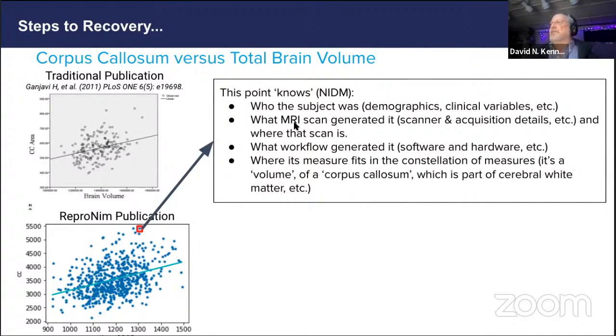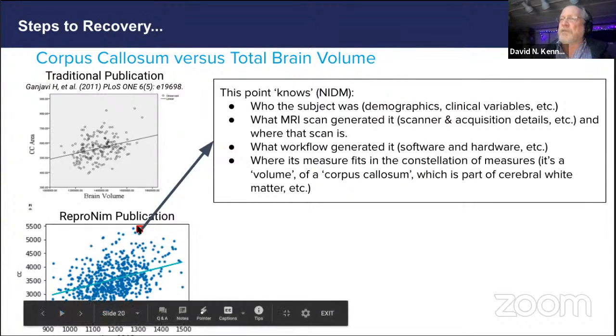What MRI scan was used to generate that observation? What was the scanner? What were the acquisition details? And where is that scan living at the moment? On my hard drive, out in some public repository? What workflow was used that took that MRI scan and turned it into this volume of a corpus callosum measurement? And this is a volume of a corpus callosum measurement. Well, where does that fit into the constellations of measures? What is a volume? What is a corpus callosum? What part of the brain does that belong to? How does it relate to other parts of the brain? So all of those are features of every point that we should be able to generate.